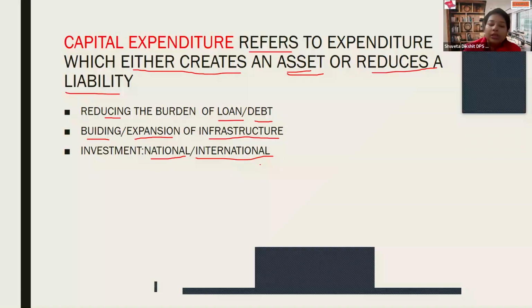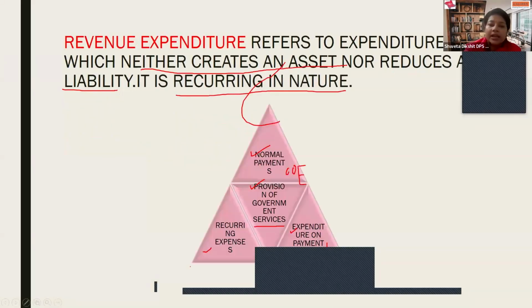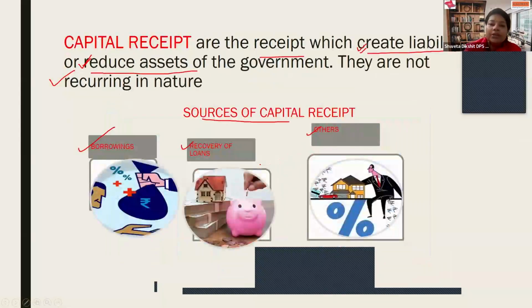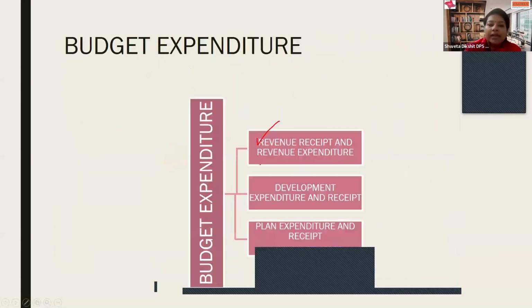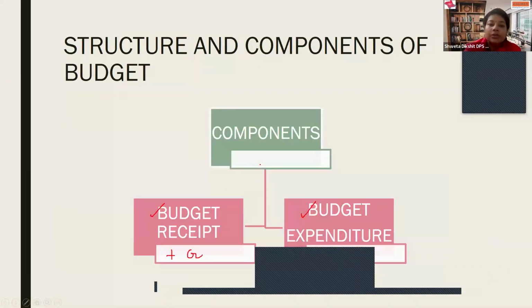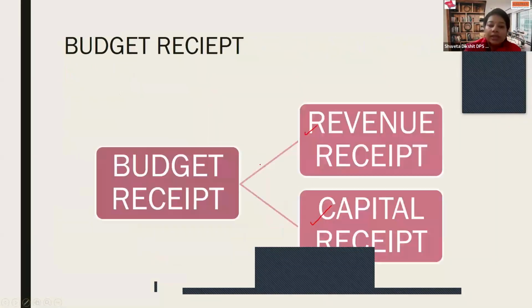I hope all four components of the government budget are clear to you. They are generally asked individually, and they are given in a case to be identified. Means you will be given a condition and you will be asked to identify this. So this has to be taken very, very seriously.